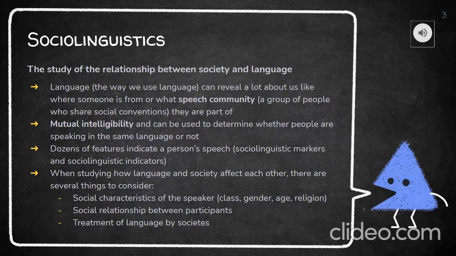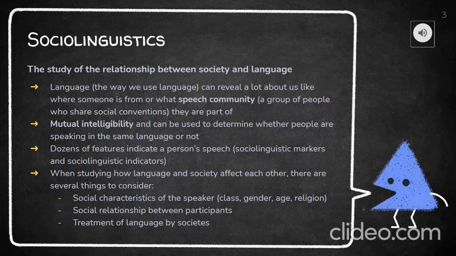The other type of feature is called sociolinguistic indicators, and they are so subtle that people don't even notice them. Like the choice between using used to or would in a sentence. Like, he used to give me a ride to school or he would give me a ride to school. And the norms of a social community speech influence both markers and indicators.